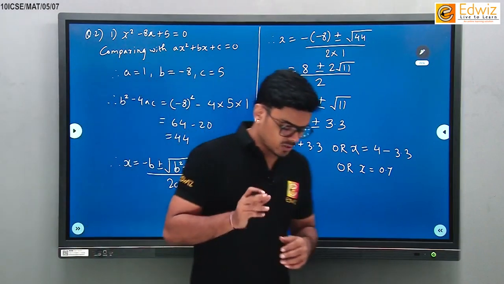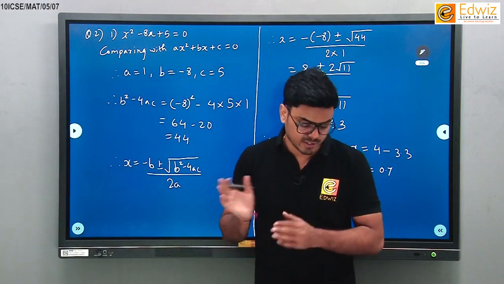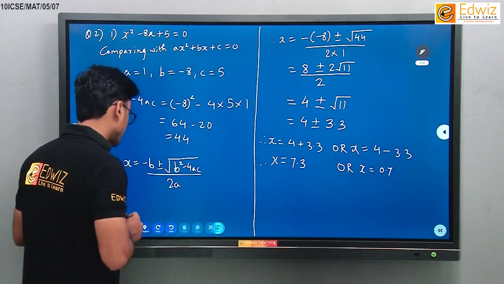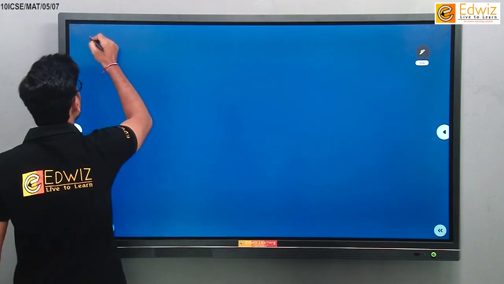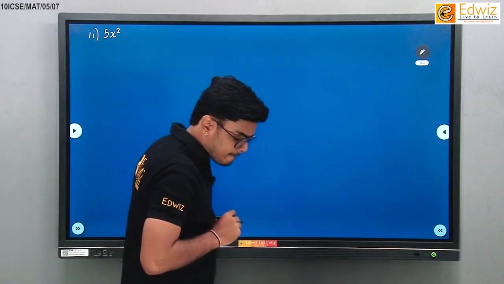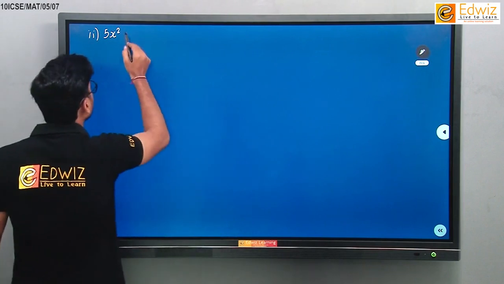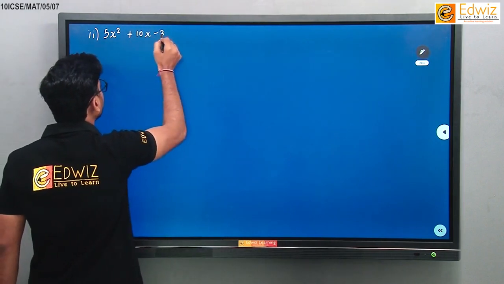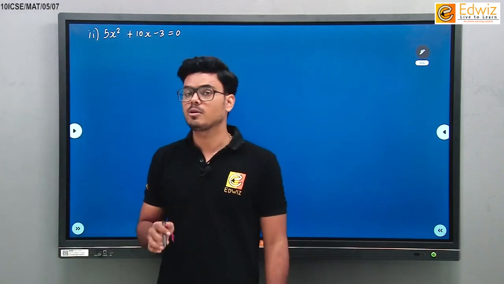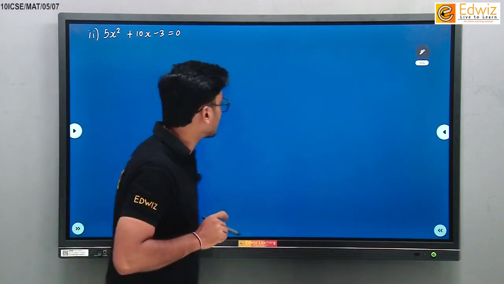Okay students, now the second question is a similar question to this. Even there you have to solve it in a similar manner. Let us write the equation. It is 5x square plus 10x minus 3 equal to 0. Again you have to find the answer for x correct to 1 decimal place. So let us solve this.